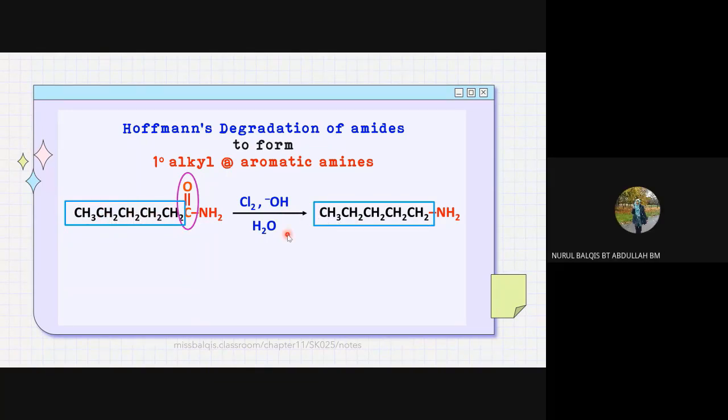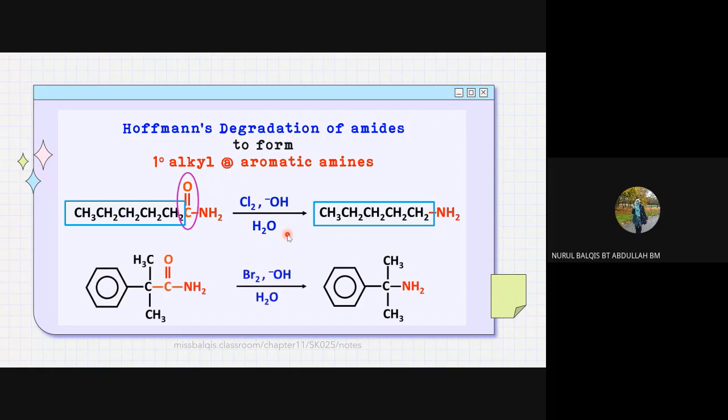So, kalau saya bagi contoh aromatic amine pula. Okay, this aromatic amine, you want to remove only this C double bond O parts. Okay, and this time kita guna Br2 pula. So basically, usually kita akan guna Br2. Tapi sometimes soalan pun ada bagi Cl2. Jadi tak salah pun sebab dua-dua ni pun adalah halogen yang boleh support this Hoffman's degradations. Dia asalkan ada this inert gas together with alkaline solutions followed by water.